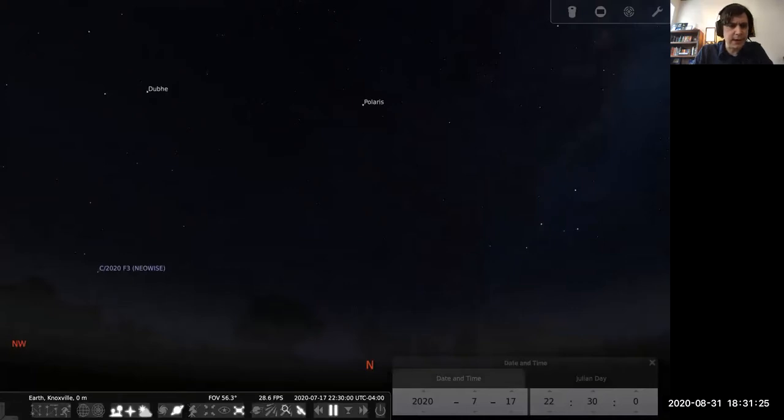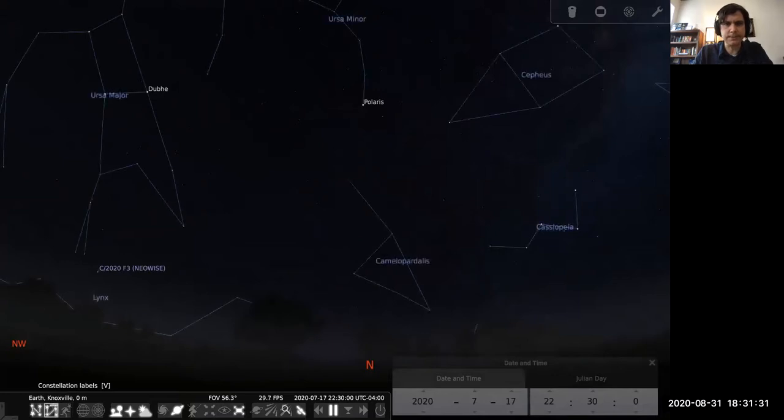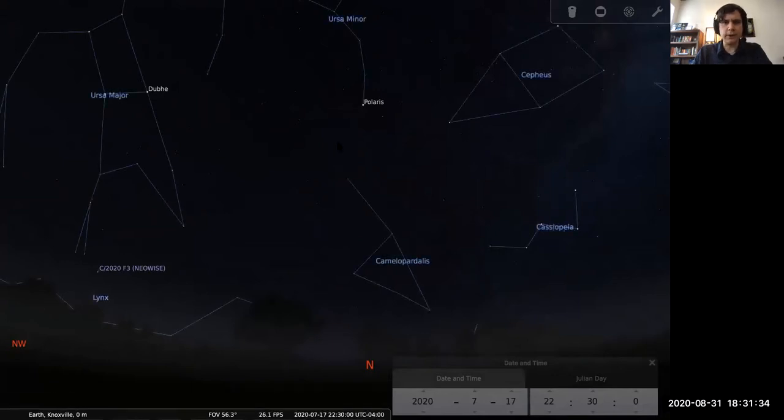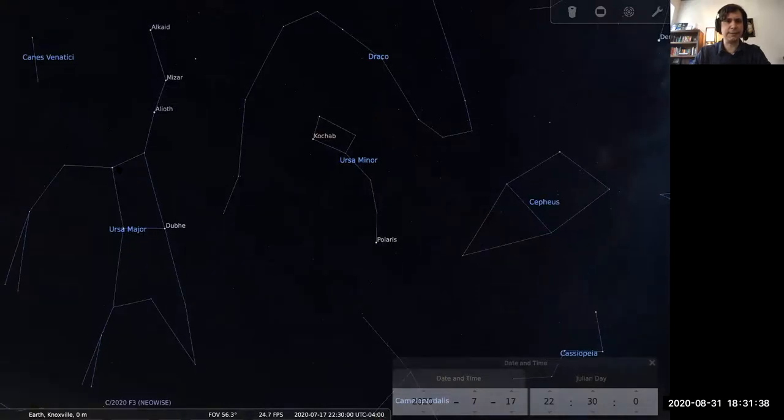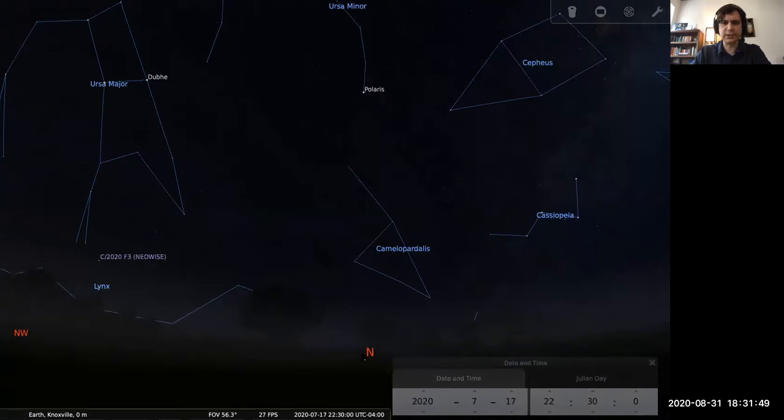And before I turn on the grid system, let's turn on our constellations. All right, just a quick review. Here we have the Big Dipper, so our asterism in our constellation figure of Ursa Major. Take these two stars, follow them out, and that'll point towards the North Star Polaris, which sits directly above due north. So here is our north celestial pole on our celestial sphere.